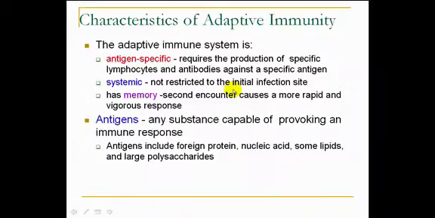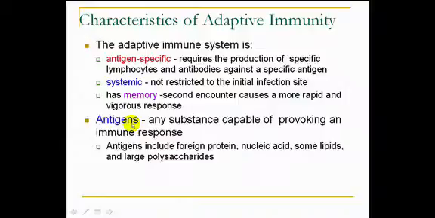Now your adaptive immune system is what we call antigen specific. What that means is it requires the production of specific lymphocytes and antibodies against a specific antigen. So let's define antigen. Antigen is any substance capable of provoking an immune response. It's anything that can enter your body and trigger an immune response or be seen as foreign.